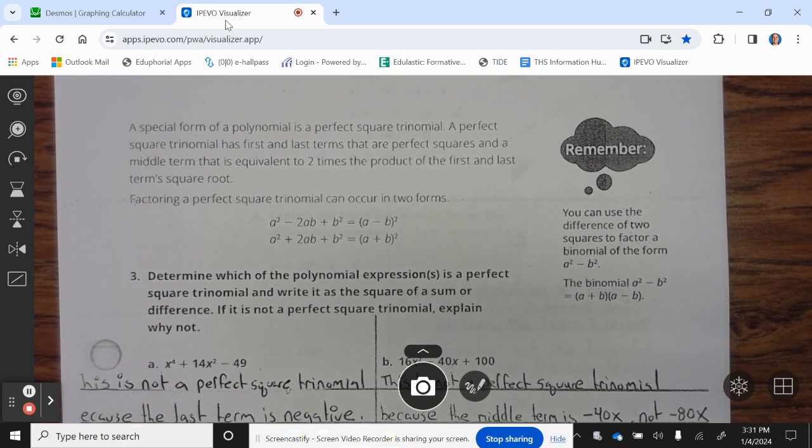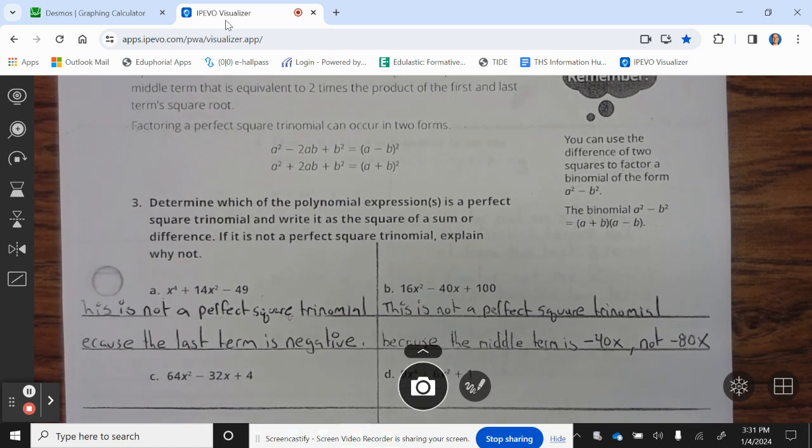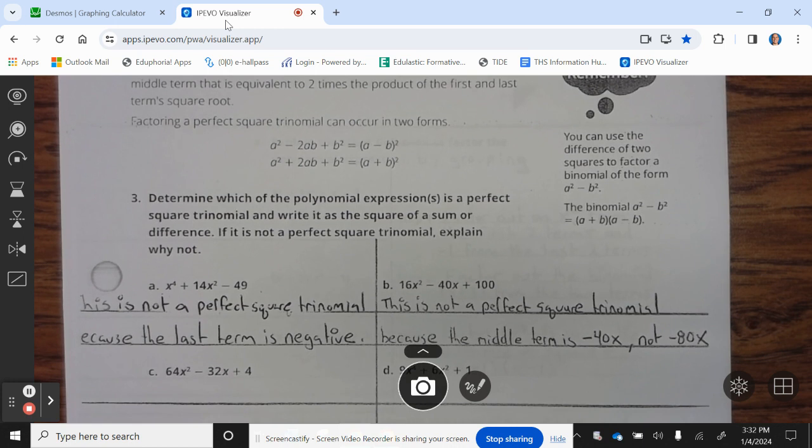A special form of a polynomial is a perfect square trinomial. A perfect square trinomial has first and last terms that are perfect squares, and a middle term that is equivalent to 2 times the product of the first and last term square roots. Factoring a perfect square trinomial can occur in 2 forms. A squared minus 2ab plus b squared is factored to be a minus b squared, and a squared plus 2ab plus b squared equals a plus b squared.